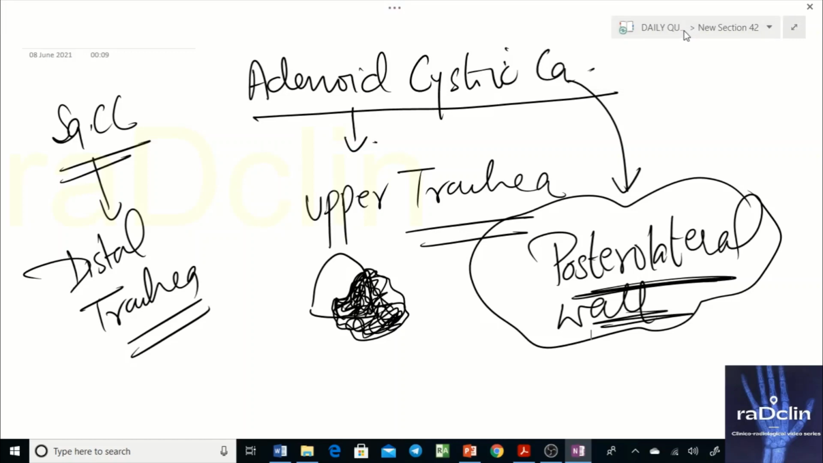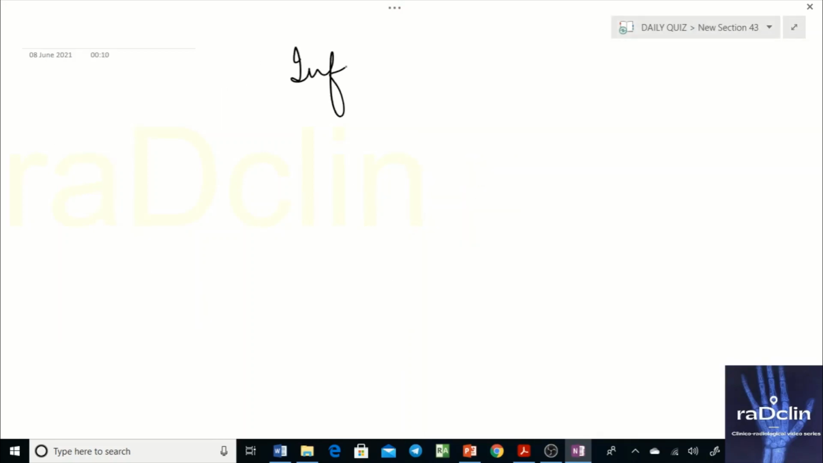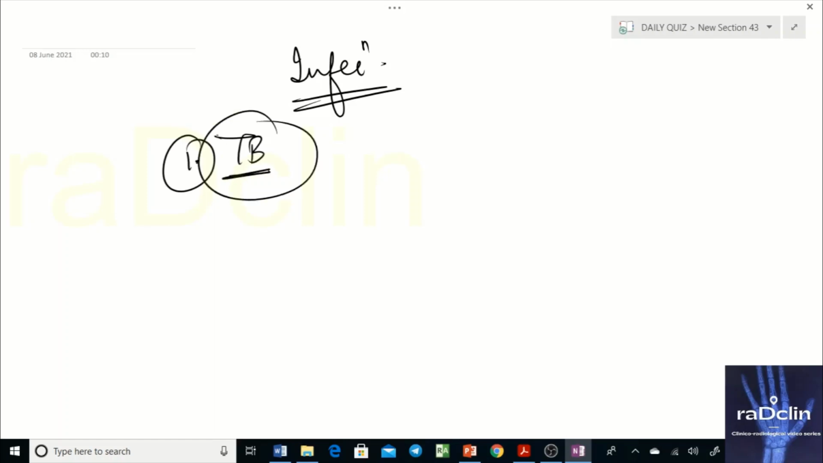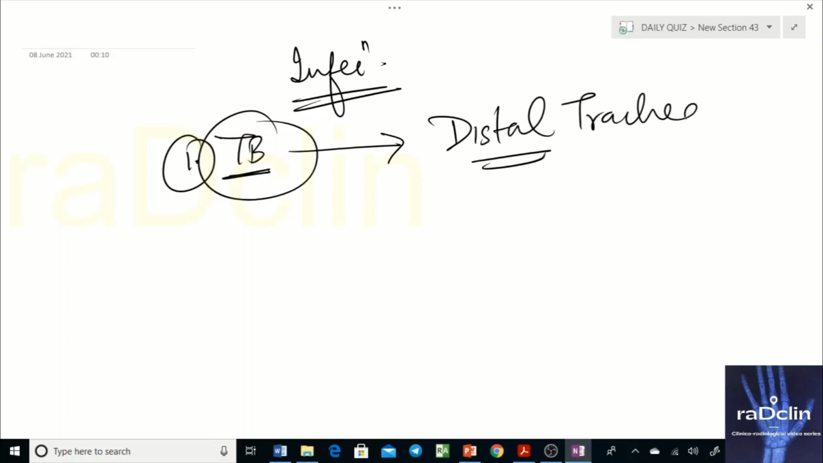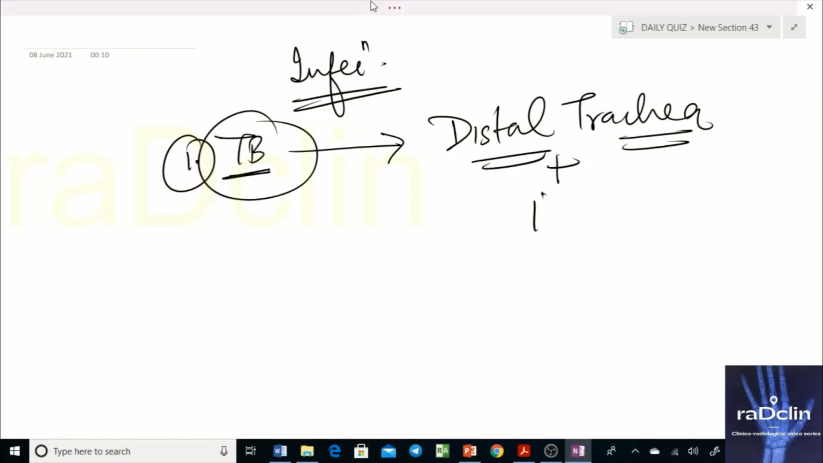So that is about the malignancies that commonly involve the trachea. Okay, there are certain infections also. Although it is very rare for this particular infection to involve trachea only, that is your tuberculosis. Patient can definitely develop tracheal tuberculosis, but TB only involving trachea is rare. It involves the distal trachea, and with distal trachea it can also involve the primary bronchi.